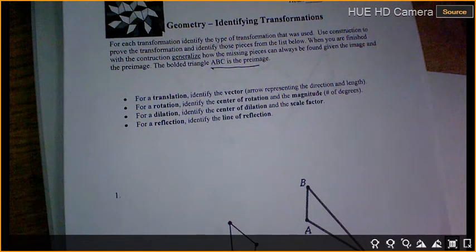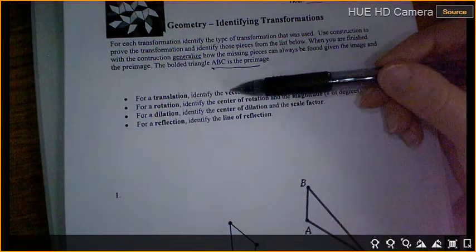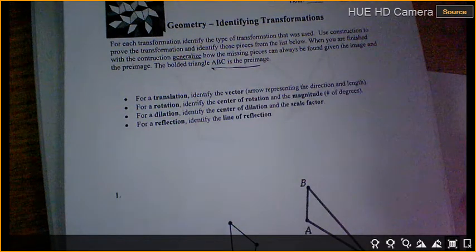For a translation, you're going to identify the vector, like what direction and how far it went, the length. For a rotation, you're going to identify the center of rotation and the degree, the magnitude. For a dilation, you're going to find the center of the dilation and the scale factor. And for a reflection, you're going to find the line of reflection. So we have to say if it's one of these four and then these other pieces to it. You guys ready to get started?